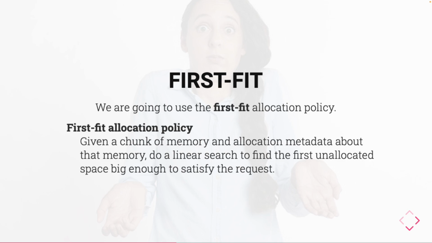And this is probably a nicer definition than any drawing I could make. First fit allocation policy: given a chunk of memory and allocation metadata about that memory, do a linear search to find the first unallocated space big enough to satisfy the request.